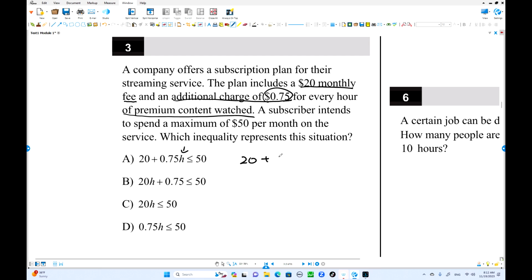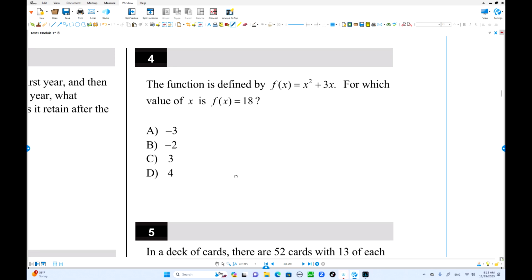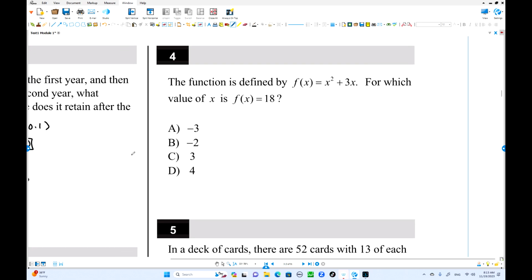So 20 plus $0.75 times the number of hours. The maximum is $50, so it cannot be more than 50. So less than or equal to 50. That's the answer. Choice A is the answer. Right, this is number 4.